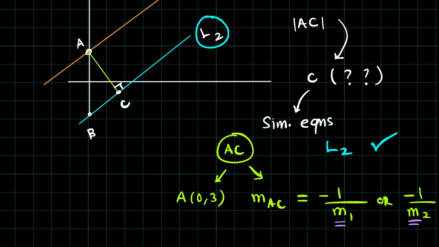So now backtrack. We have A. We find the gradient of AC. We find the equation of line AC. We solve it simultaneously with line 2. We find the coordinates of C. And based upon that, we find the magnitude AC, the distance between A and C, the length of line segment AC. So that is how this question is completed.